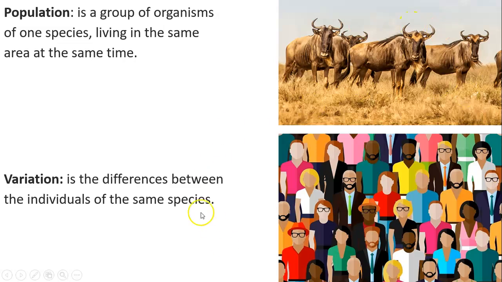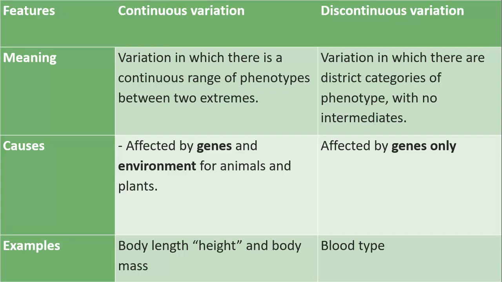As you see here in the picture, we have different skin color, different hair color, different genders, yet we are all of the same species. Are all variations the same? Actually, no. There are two types of variations: continuous variations and discontinuous variations. From the name, continuous means that we have a continuous range of phenotypes.